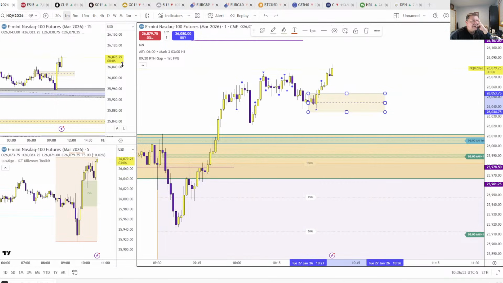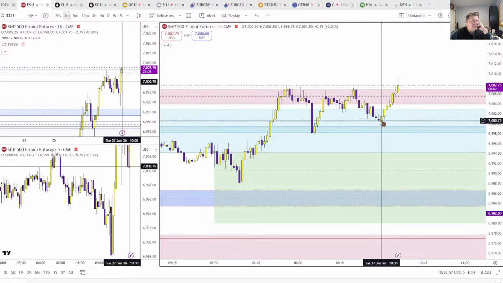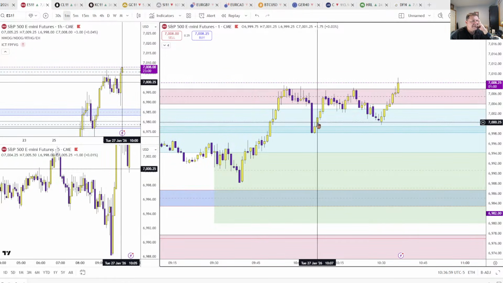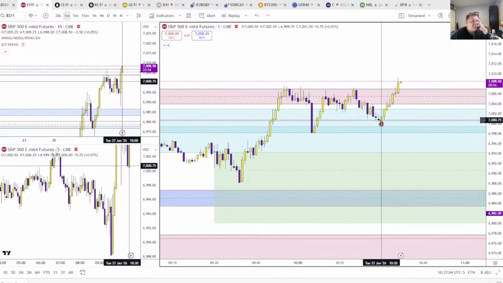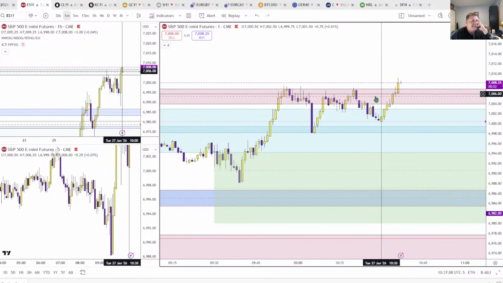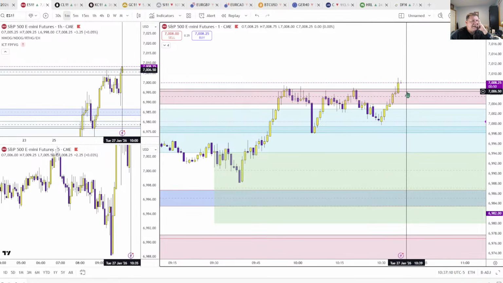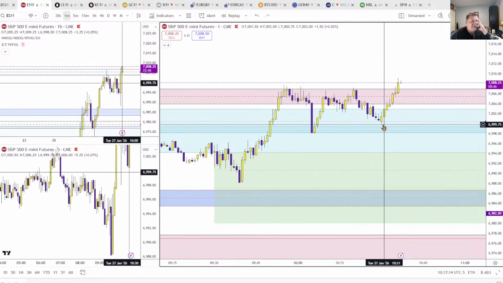So if you've only got one lot on that, let's say you entered in right here and you've got that high taken and you've only got one lot on, how are you managing that now? Like, what's your fail safe? Ask yourself, what level needs to find support? Right now, that level needs to find support.